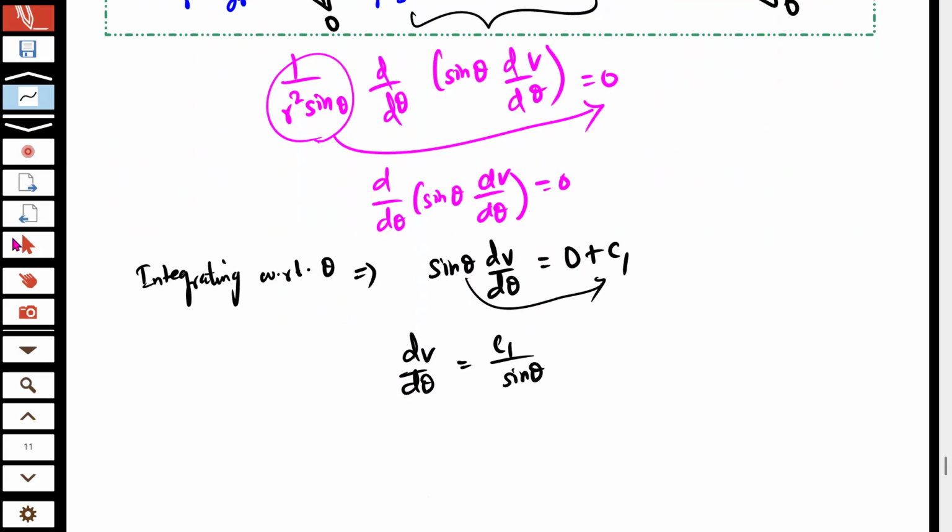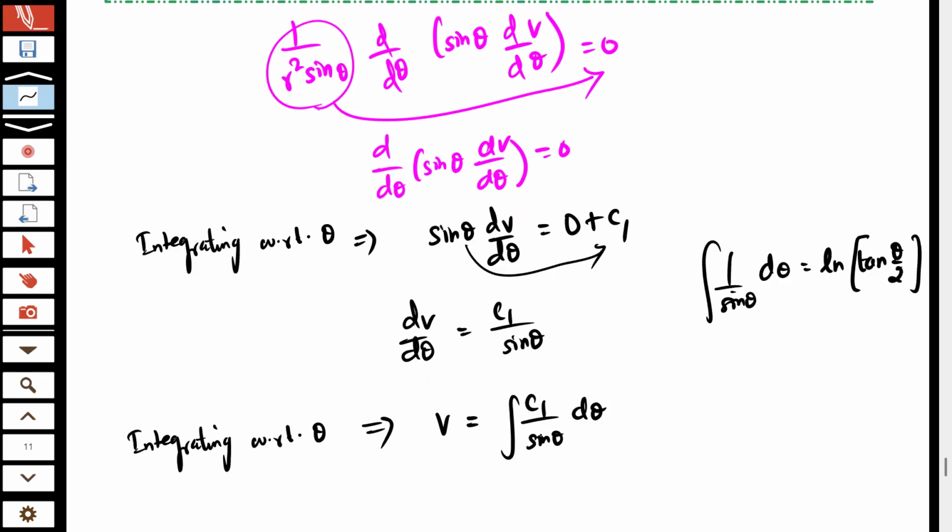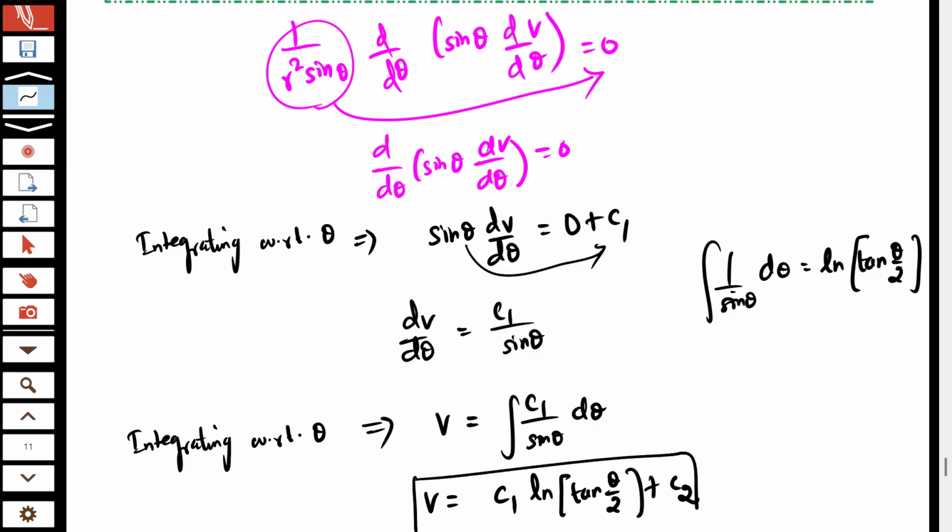Now one more time integration with respect to theta will give me what is the potential V, which is a function of theta. So the left hand side will give V and the right hand side is integration C1 by sine theta d theta, and 1 by sine theta integration with respect to theta will be logarithm of tan theta by 2. This is the integration formula. So by using this formula, we can write potential V as C1 logarithm tan theta by 2 plus C2. So this is the potential function V.